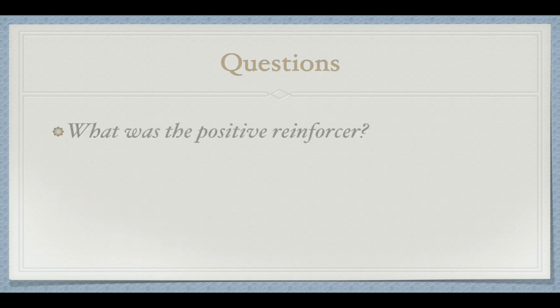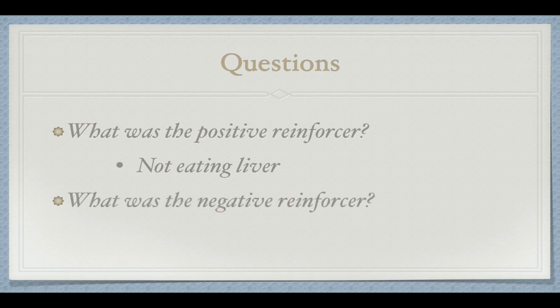Next question. What was the positive reinforcer? The positive reinforcer was not eating liver. What did Tina gain? She basically gained the fact that she doesn't have to eat her liver. What was the negative reinforcer? What did the mom avoid? The whining. The mom basically avoided Tina's whining.